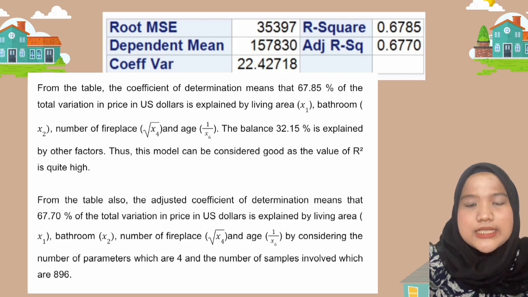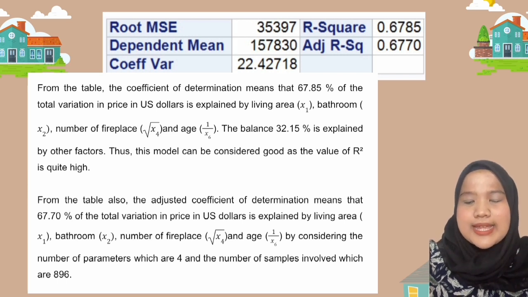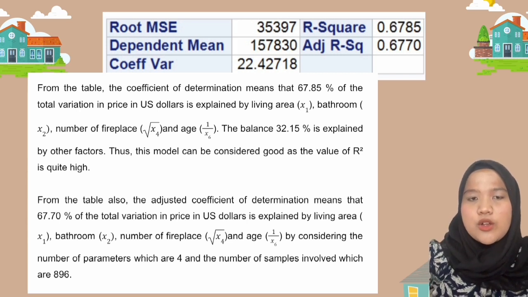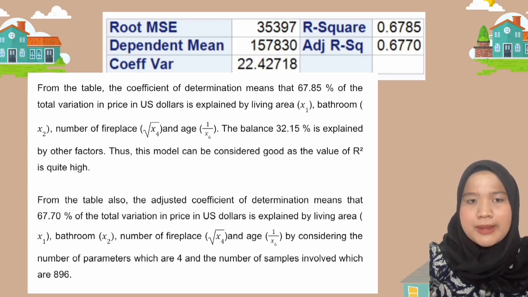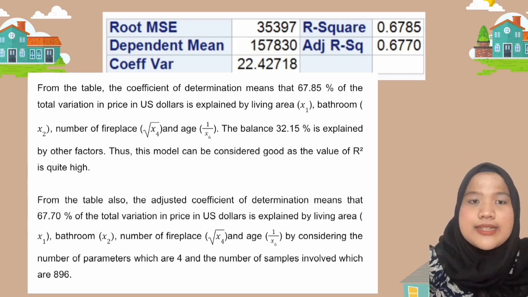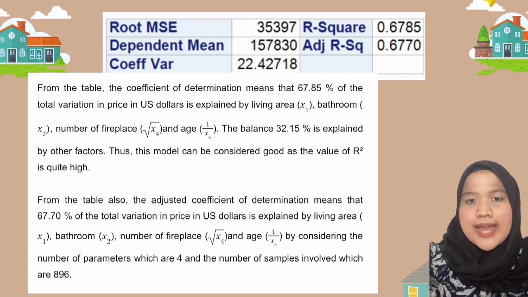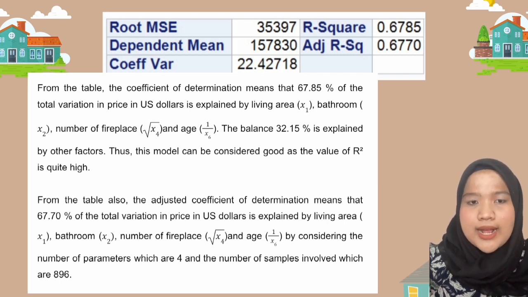From the table, the coefficient of determination means that 67.85% of the total variation in price in US dollar is explained by living area x1, bathroom x2, number of fireplaces, square root of x4 and age 1 over x6. The balance 32.15% is explained by other factors. Thus, this model can be considered good as the value of R-squared is quite high.